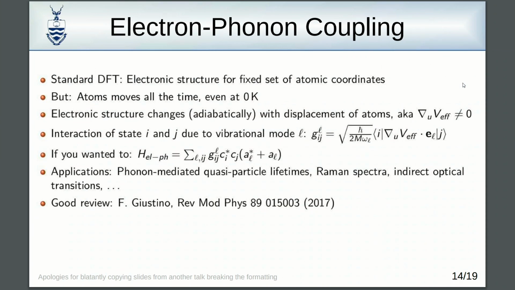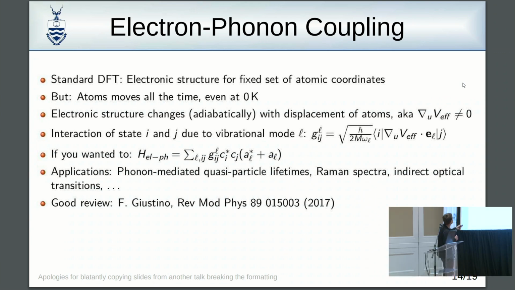Electron-phonon coupling: what does it mean? Usually when we do electronic structure, we assume that the atoms are not moving. And that, of course, is not that true. Even at zero temperature, the atoms would move. So there is a change of the electronic potential with respect to the movement of the atoms, and how this interacts with the electronic states is our electron-phonon interaction. We can use this not only for Raman spectra, but also, for example, to get quasi-particle lifetimes, which helps us calculate conductivities.